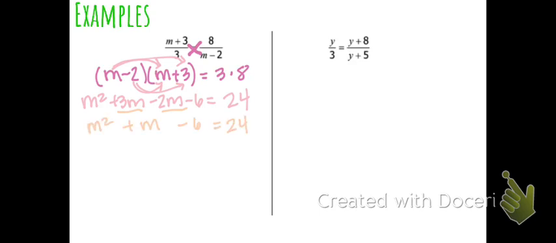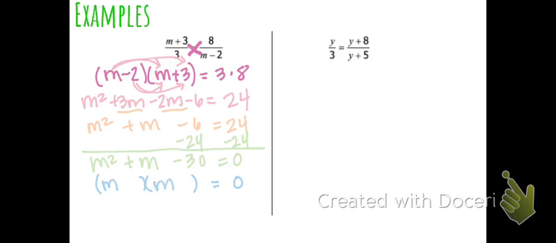And then in order to solve this by factoring and using the zero product property, we need to set it equal to 0. So we need to move this 24 over to the left side. And now we factor. So since there is not a coefficient in front of the m squared, we're just looking for two numbers that multiply to give us the last term, negative 30, and add to give us the middle coefficient, which is just a 1.